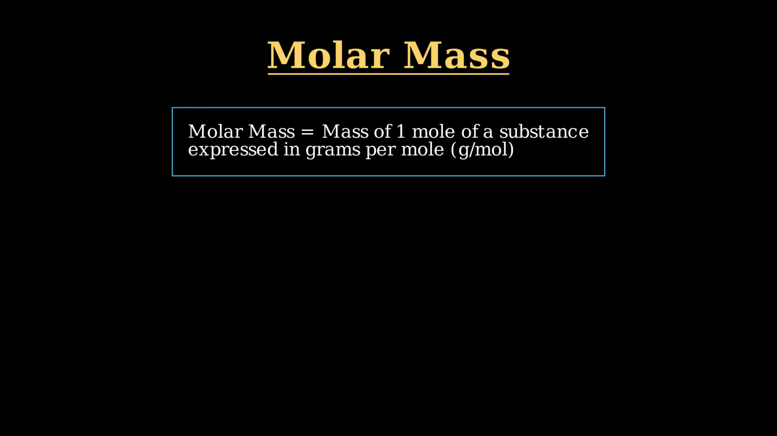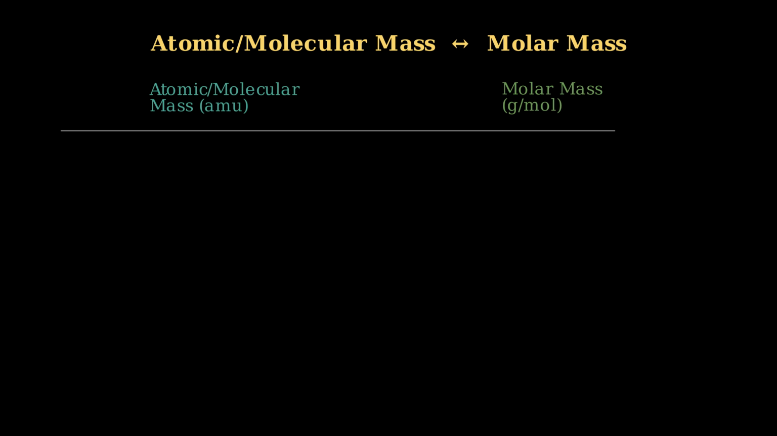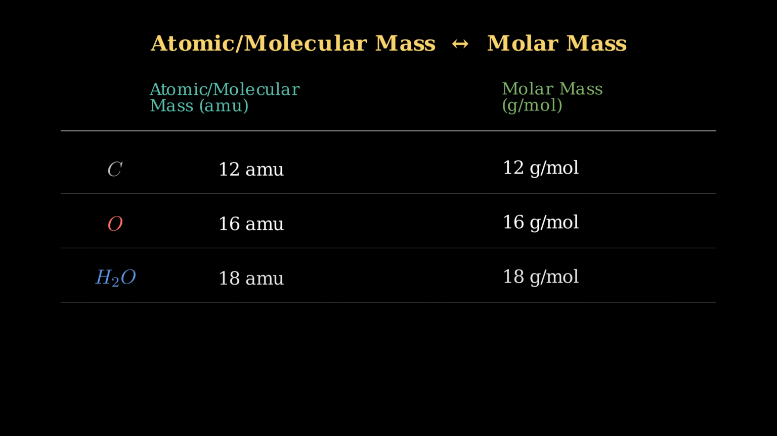We now know that 1 mole of any substance contains Avogadro's number of particles. But how much does 1 mole weigh? That's what molar mass tells us. Here's the beautiful shortcut. The molar mass in grams per mole is numerically the same as the atomic or molecular mass in AMU. Carbon's atomic mass is 12 AMU, so its molar mass is 12 grams per mole.